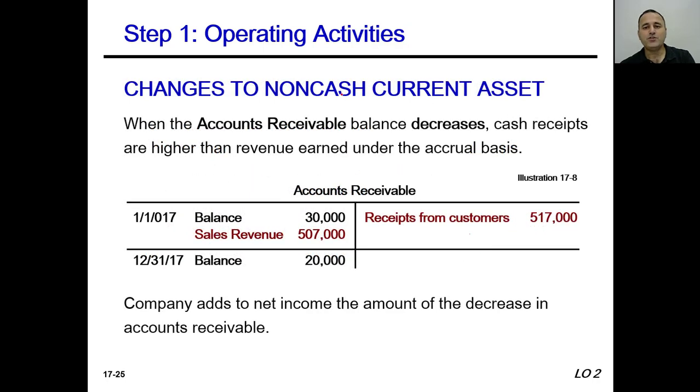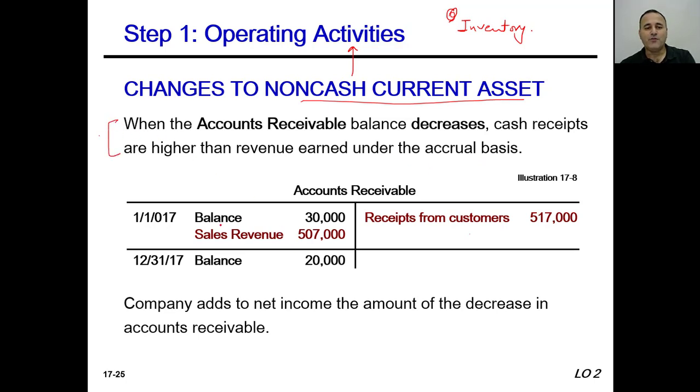Now, changes to non-cash current assets. Changes in current assets, again, are an operating activity because current assets are composed of, let's say, inventory, for example. Inventory belongs to operations of the company, so it actually belongs to operating activities. So when the account receivable balance decreases, cash receipts are higher than the revenue earned under the accrual basis. Okay, so forget about this statement for now.